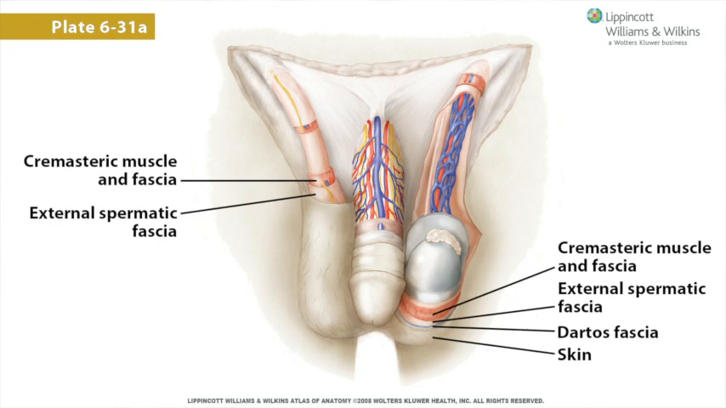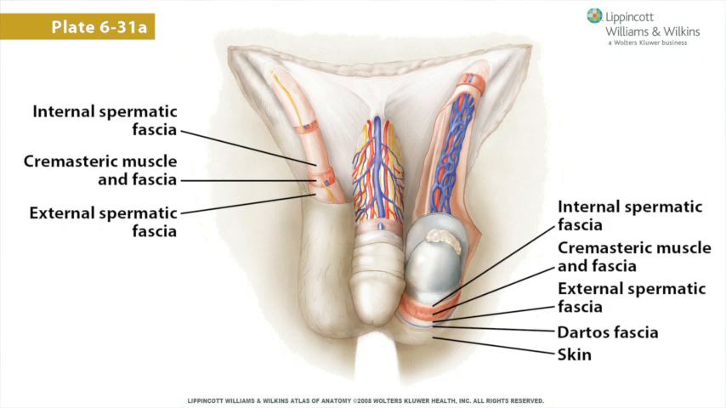The transversus abdominis muscle does not extend inferiorly enough to be stretched into the scrotum by the descending testis and processus vaginalis, so it does not contribute to the spermatic cord. The transversalis fascia, however, does contribute, forming the internal spermatic fascia.